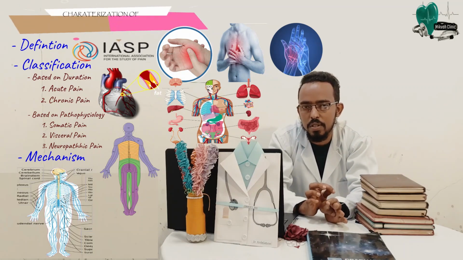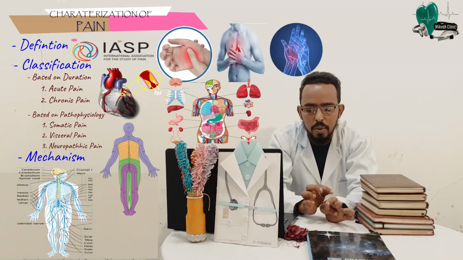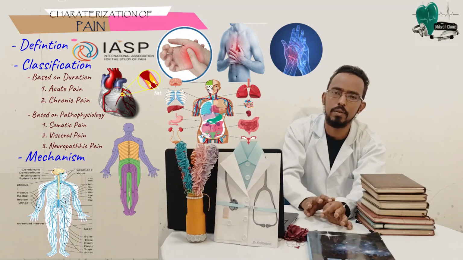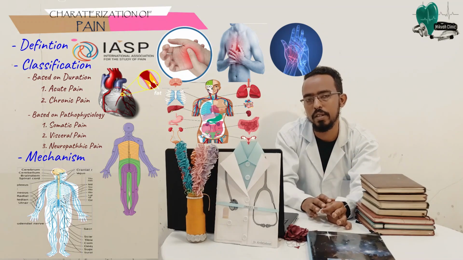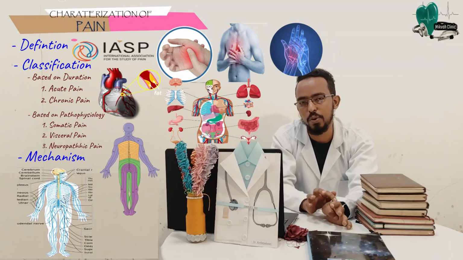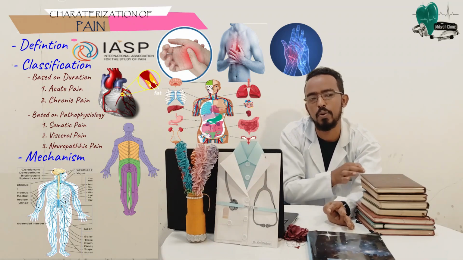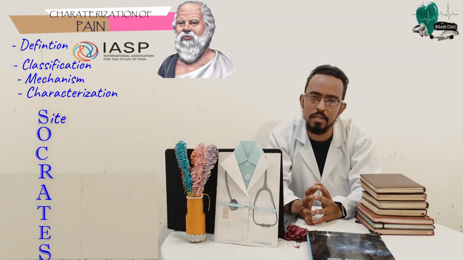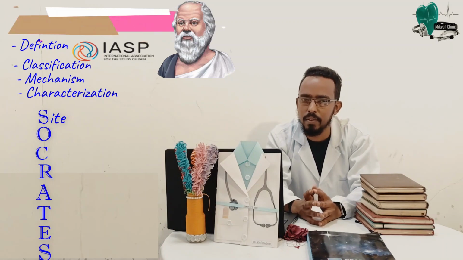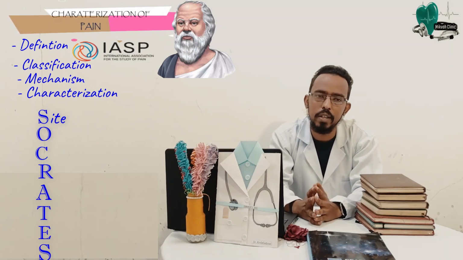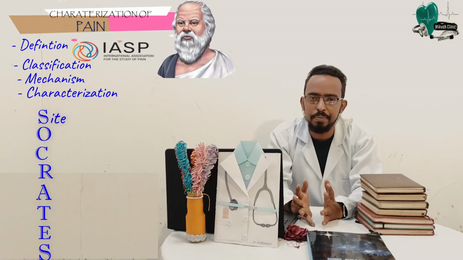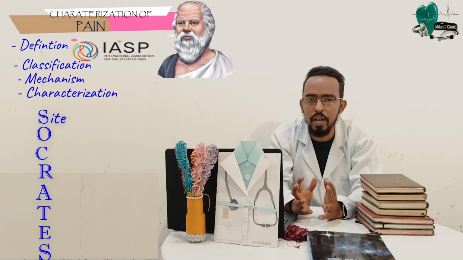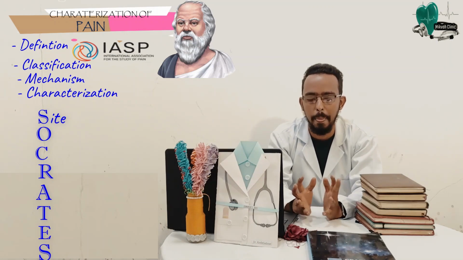So we have to know whether the patient is having acute or chronic pain. The other thing is, if we classify pain based on the duration as acute and chronic, the other classification is based on the pathophysiology. Pain can be somatic pain, visceral pain, and there is neuropathic pain. Somatic pain is pain which arises from the dermatomal distribution of sensory nerves, and it is easy to localize the source of the pain. Visceral pain is pain arising from our viscera, or from the organs in our body.